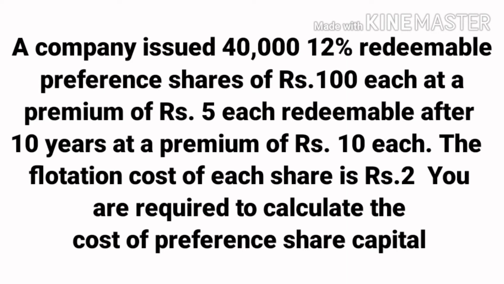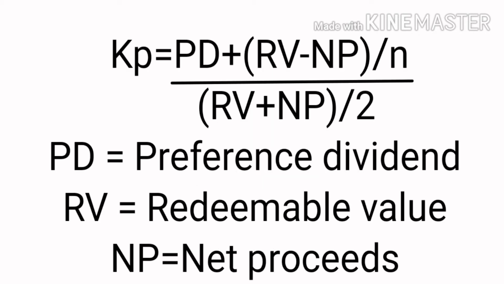A company issued 40,000 12% redeemable preference shares of rupees 100 each at a premium of rupees 5 each, redeemable after 10 years at a premium of rupees 10 each. The flotation cost of each share is rupees 2. You are required to calculate the cost of preference share capital. Formula for the cost of preference share capital: Kp is equal to PD plus (RV minus NP) divided by N, all divided by (RV plus NP) by 2, where PD is the preference dividend, RV is the redeemable value and NP is the net proceeds.